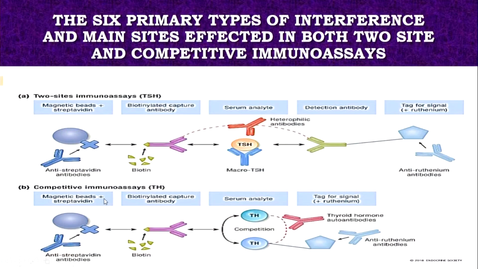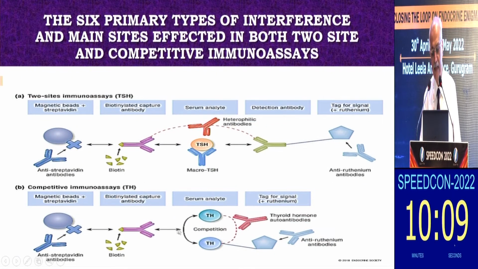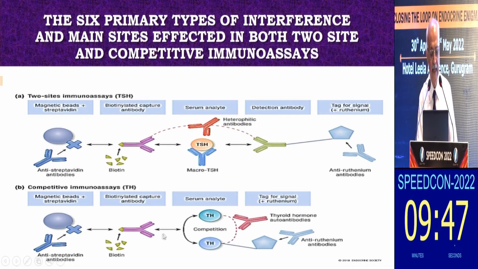Coming down to the thyroid hormone assays, which are basically competitive assays, again you have streptavidin magnetic beads. Then you have a capture antibody, which is biotinylated, to which serum analyte is added, and along with the serum analyte, tagged thyroid hormones are also added. So there is a competition between the tagged thyroid hormones and the thyroid hormones in your sample, and based on this the assay works, and the ruthenium signal is captured and that gives you the thyroid hormone values. Now, what can go wrong? Anti-streptavidin antibodies can go wrong. Biotin intake can cause problems.